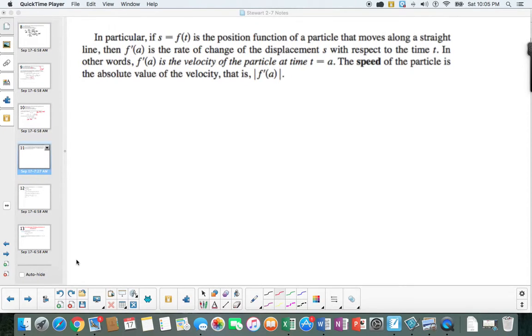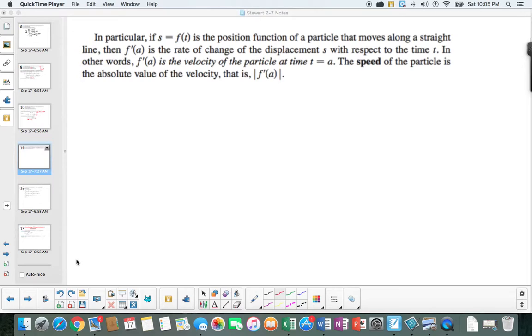This is a continuation of Stewart Notes 2-7, Part 2. To finish what we started before, we were taking a look at position, and the derivative of position is velocity.